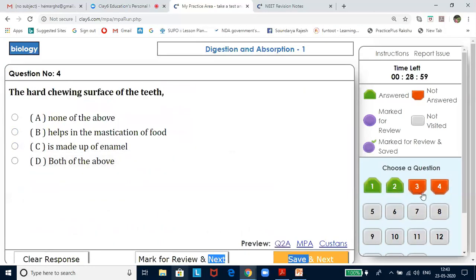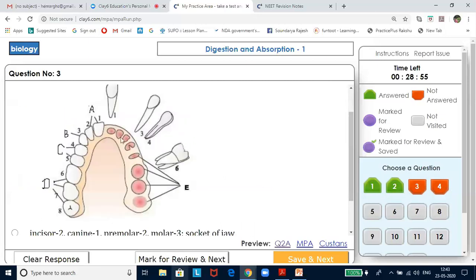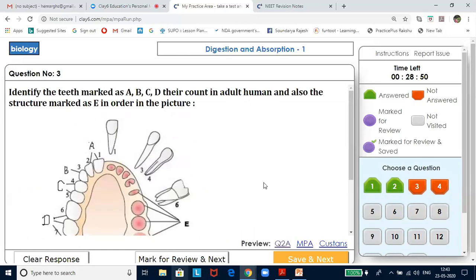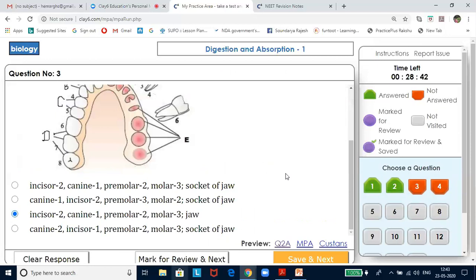Now third question. Identify the teeth marked as A, B, C, D in their count in adult human, and also the marked structure as E in order in the picture. So now let us look at it. Incisor is 2, canine is 1, premolars 2, molars 3, and it is the socket of the jaw.